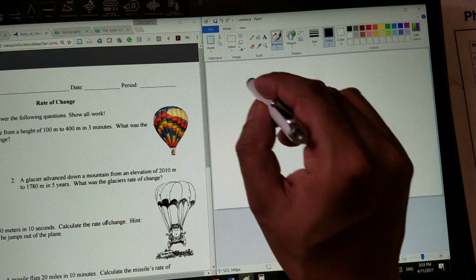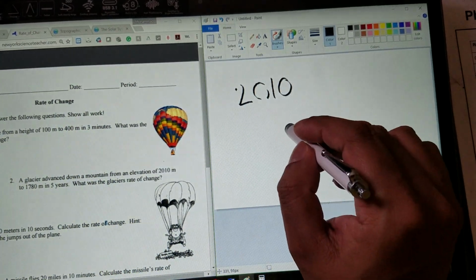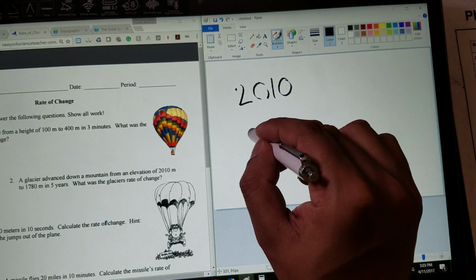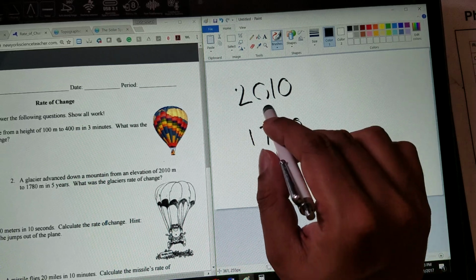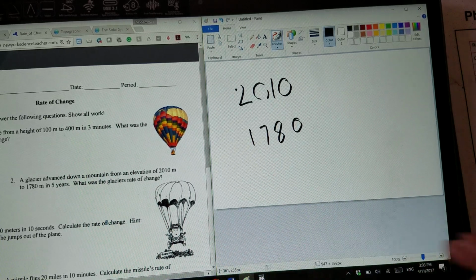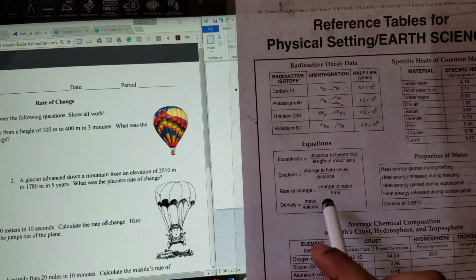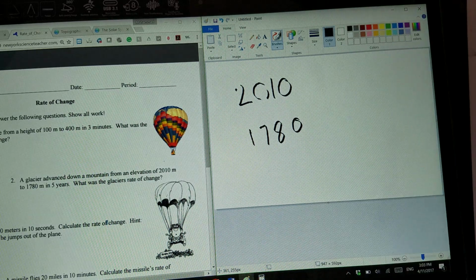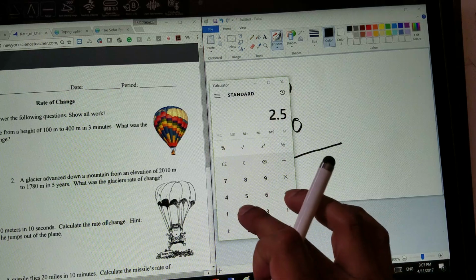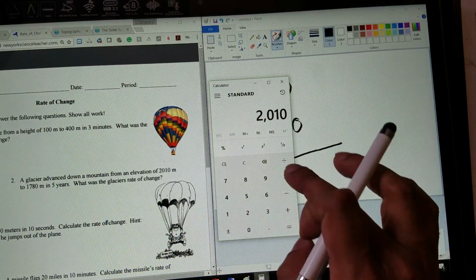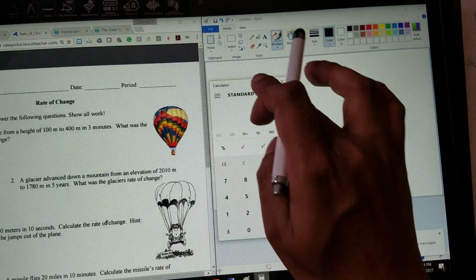Alright, so if you look at here, we started at 2010, and then now it is 1780. So we just have to subtract 1780 from 2010 to see the change in value, because we need to find the change in value. Rate of change is equal to change in value divided by time. We already have the time, which is 5 years. We just need to know the change. So you can subtract, or we can use a calculator quickly. It started at 2010. Now this is at 1780. So that's 230.